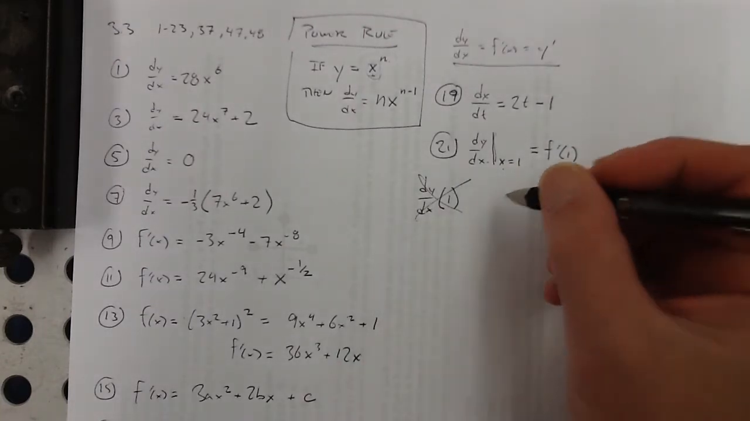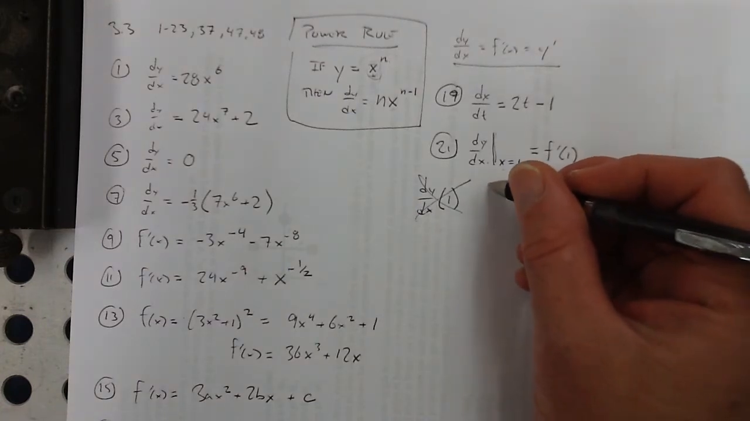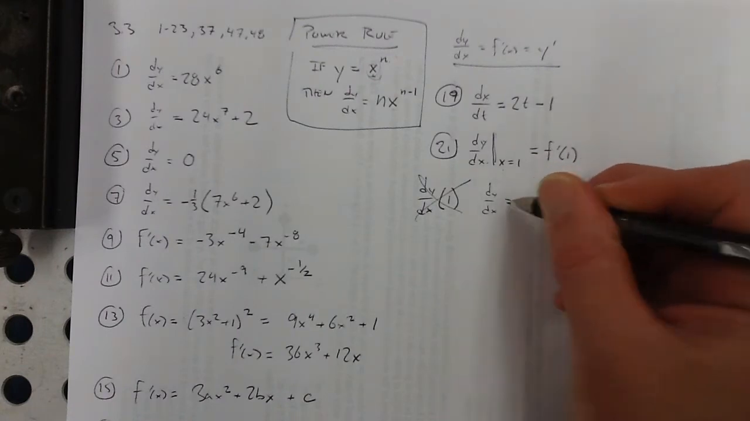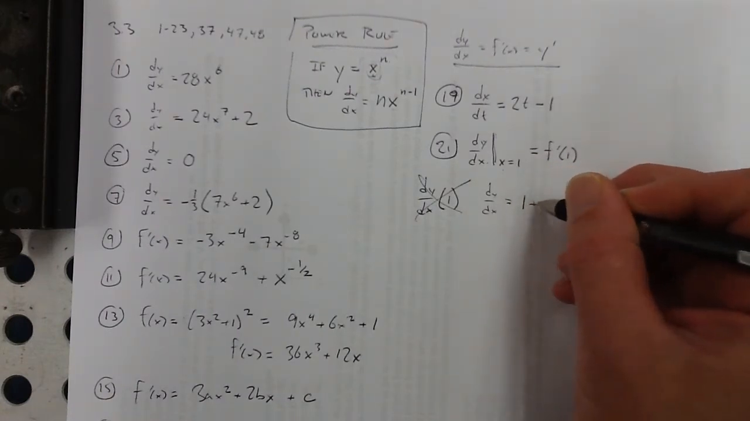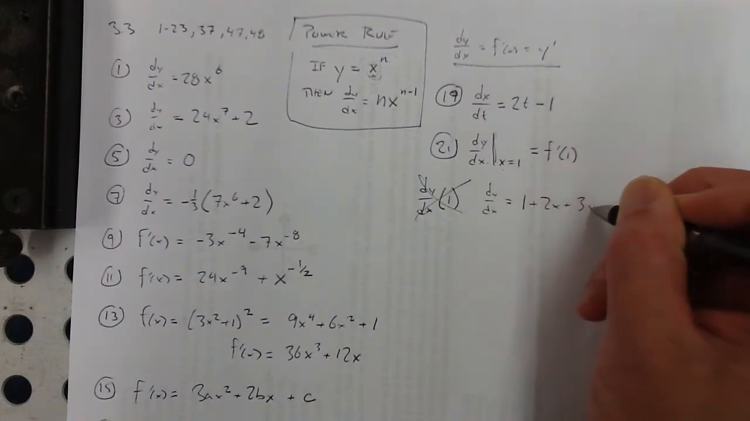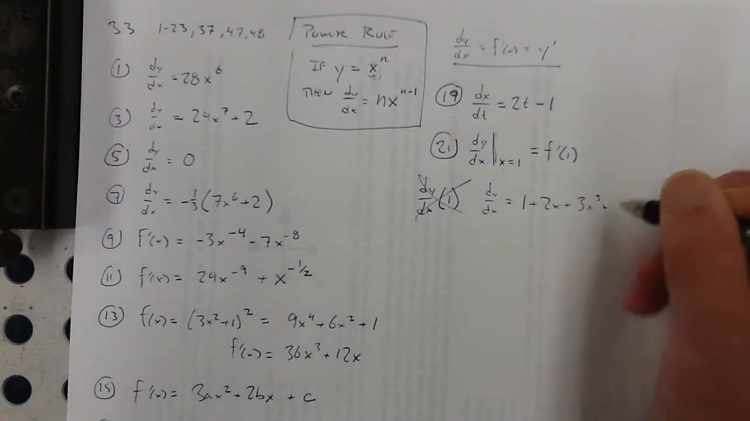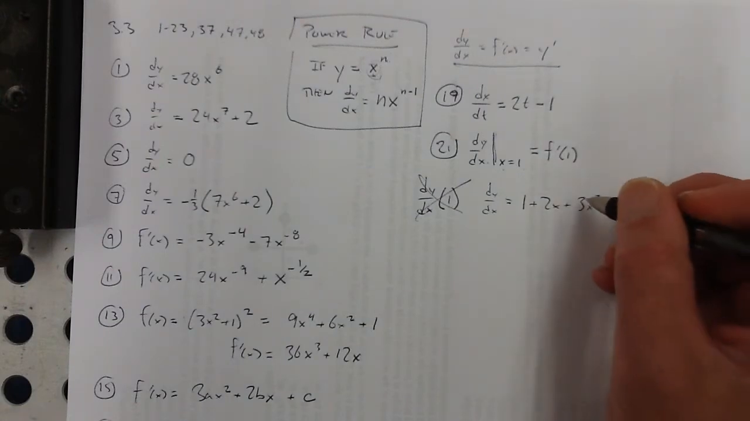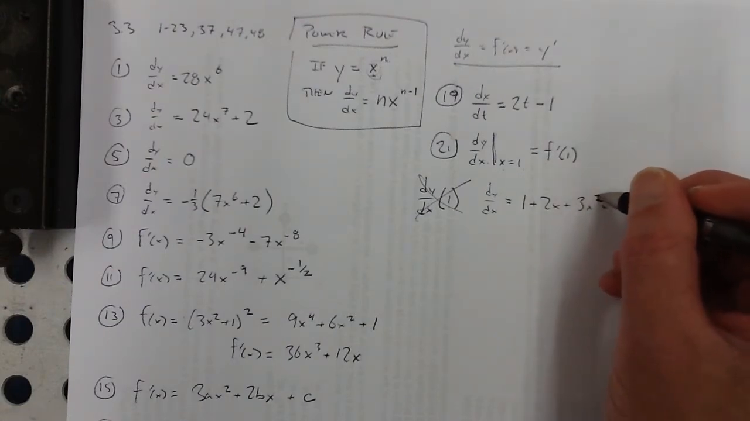All right, so for 21, what's my dy dx? dy dx is, the 1 goes away, then derivative of x is 1 plus 2x plus 3x cubed plus 4x to the, oh, I messed something up, didn't I? 3x squared, trying to go too fast.